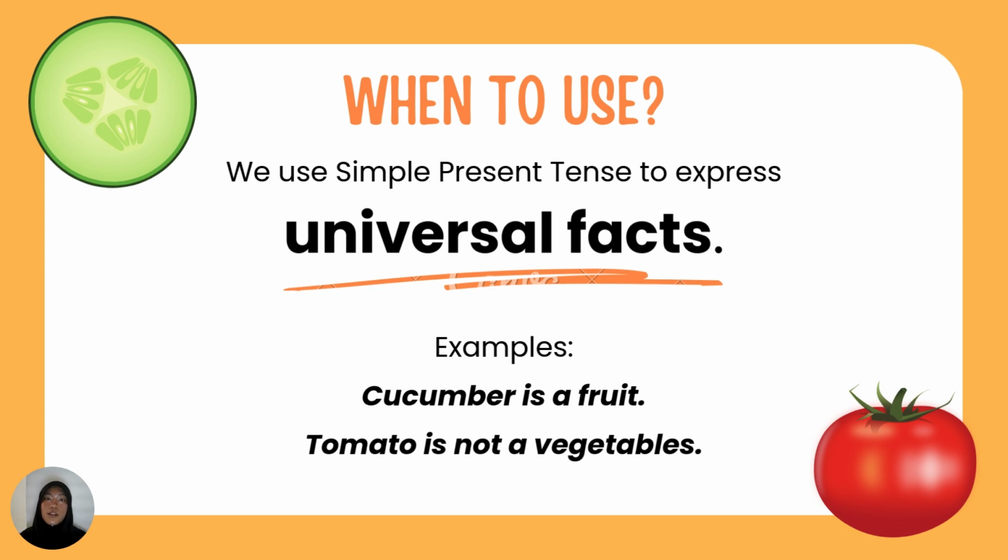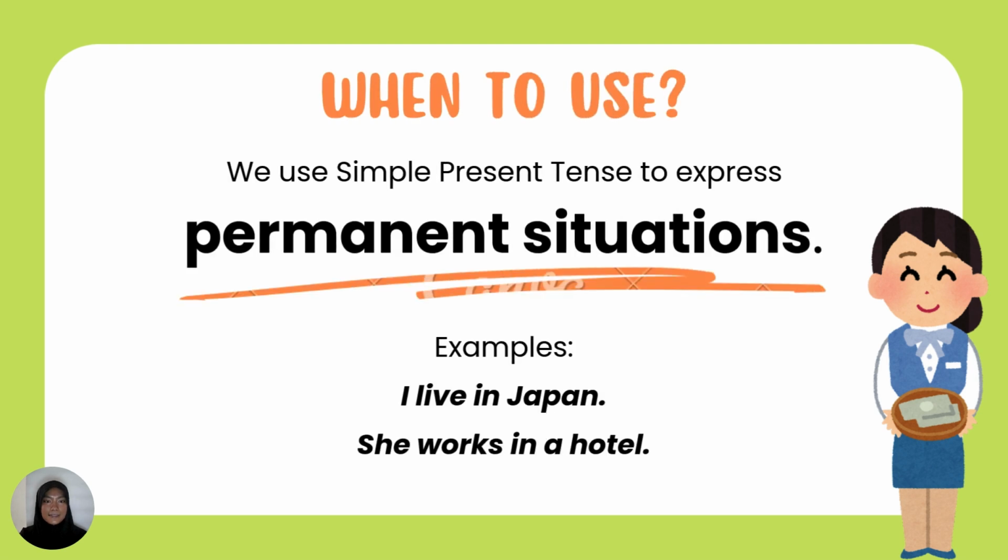Do you notice which is the verb? Which one is the verb? Alright. The verb is "is." Cucumber is. Tomato is. Is explaining a fact. It is showing a fact. Next, we also use simple present tense to express permanent situations, such as I live in Japan. She works in a hotel.